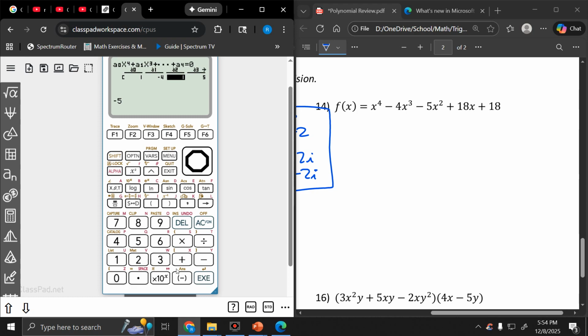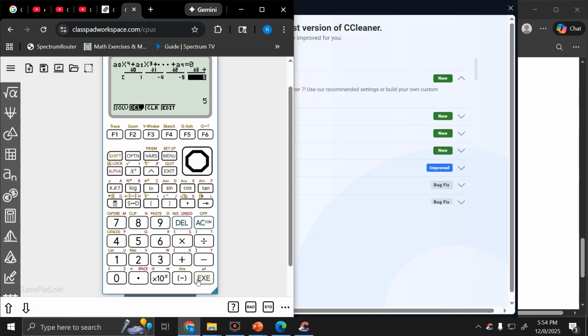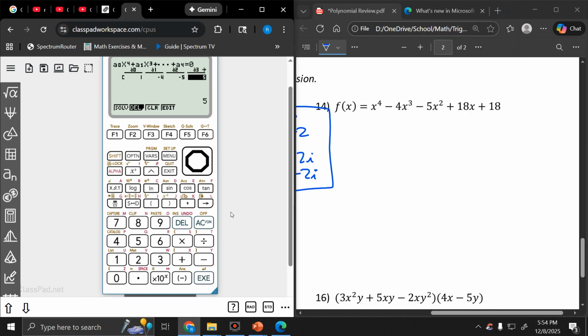All right. Oh, no. Of course, that pops up in the middle of my thing. Negative 5, and another thing wants to pop up. And another thing. That's annoying. All right, and then 18 and 18.